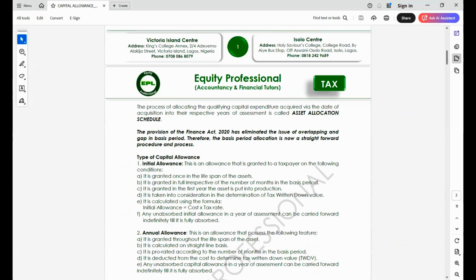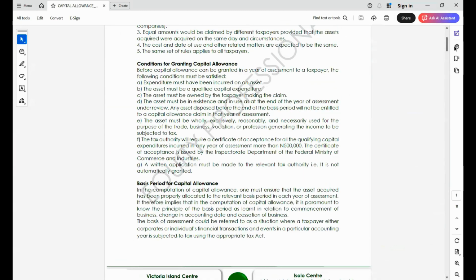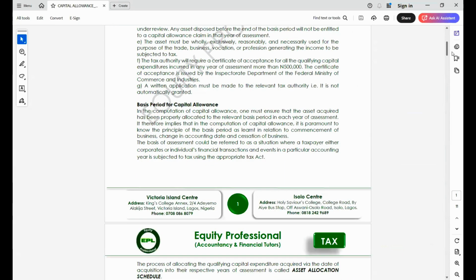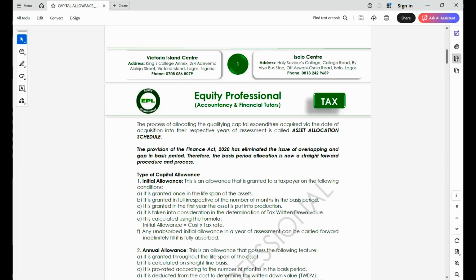So that is the basis period for what? For computation of capital allowance. So that's how it works. When you are given a single scenario, the basis period you determine for your assessable profit will also be utilized to allocate the asset to the respective year of assessment. So that is what the basis period is.